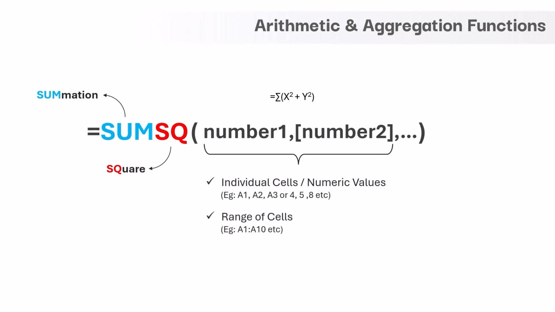The first argument is the number 1, and it can be any individual cell or numerical values. You can also give the range of cells, obviously with numerical values, as input to the number 1 argument, but make sure they are in a single row or column. Basically, it's a one-dimensional formula and we cannot give input which is spread across multiple rows and columns.